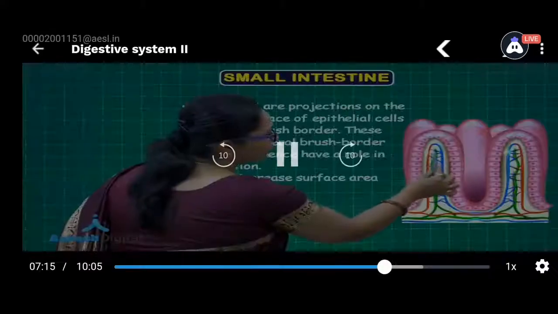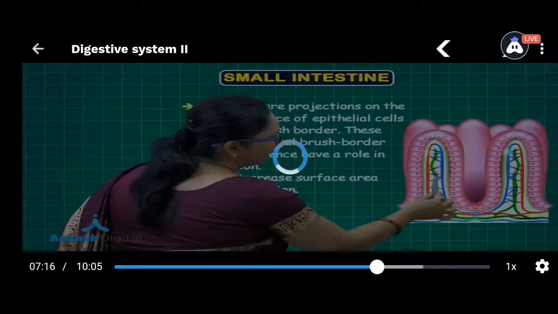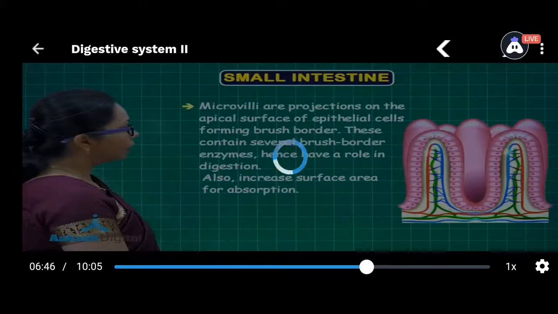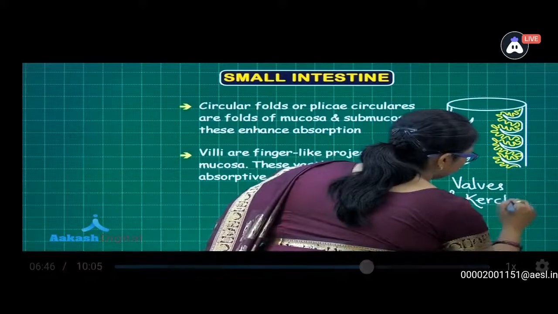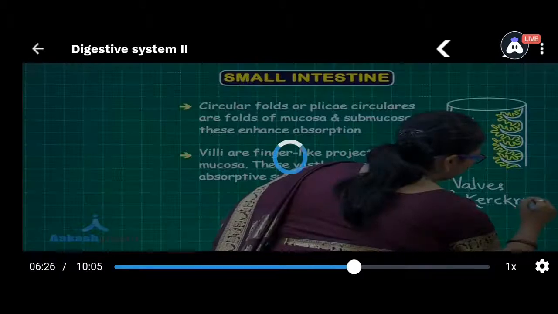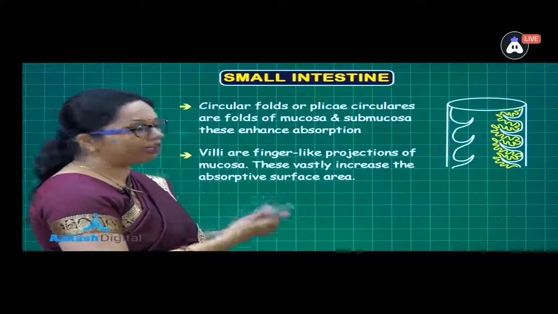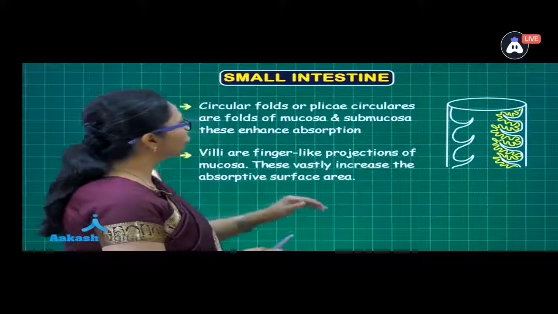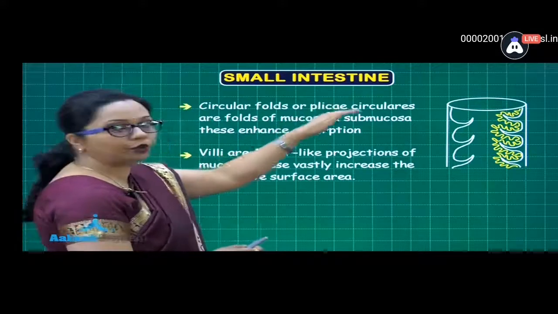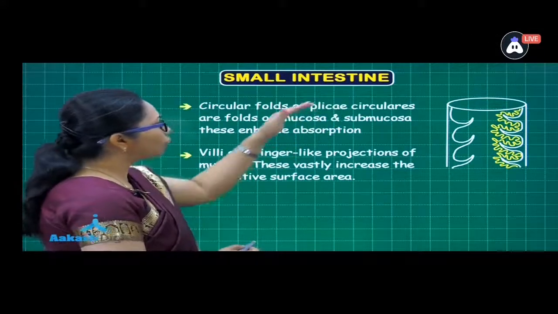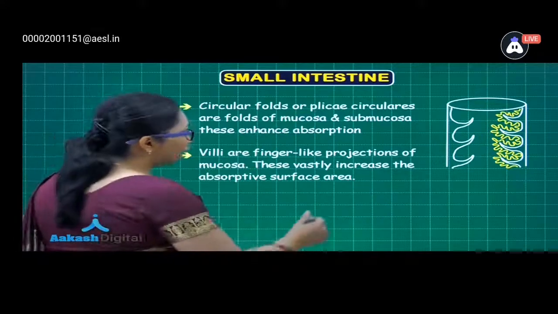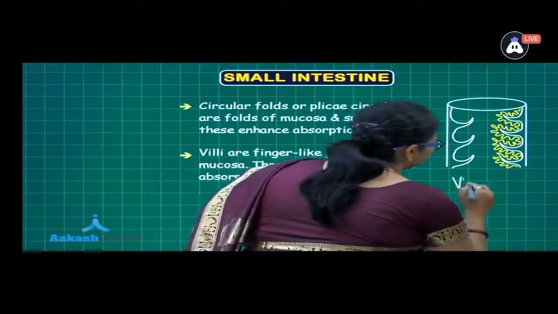there are these blood vessels in the villi, which increases the surface area manifold. Now these circular folds are called plica circularis, or they are also called valves of Kerckring.